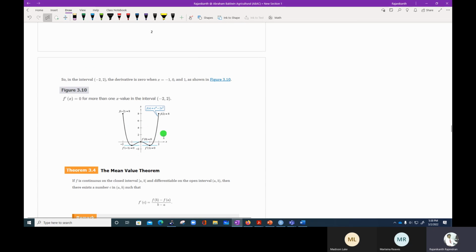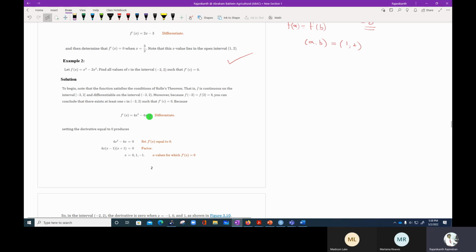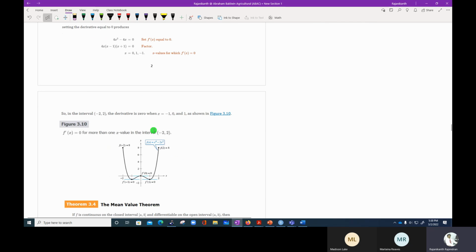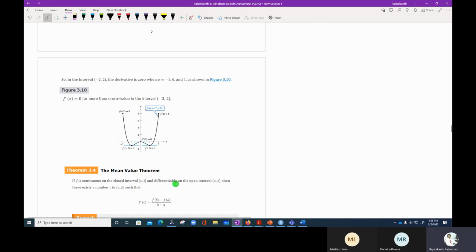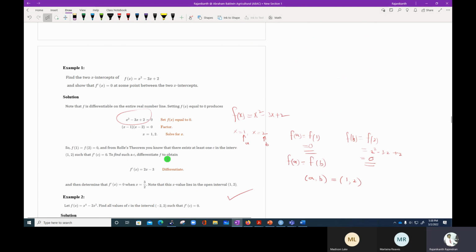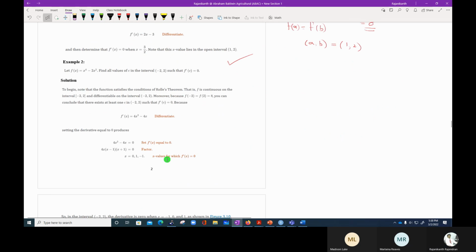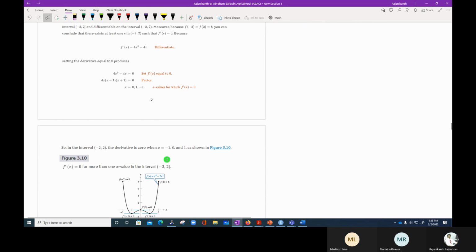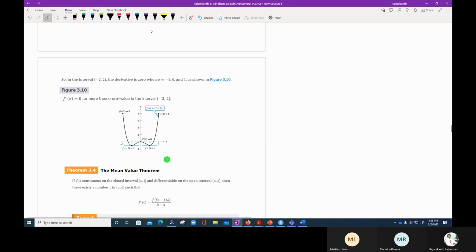Okay, get the picture now. If you try to graph this function, 4x cubed minus 4x, the graph is exactly like this. So this picture is for x to the power 4 minus 2x squared. It's a different picture, right?